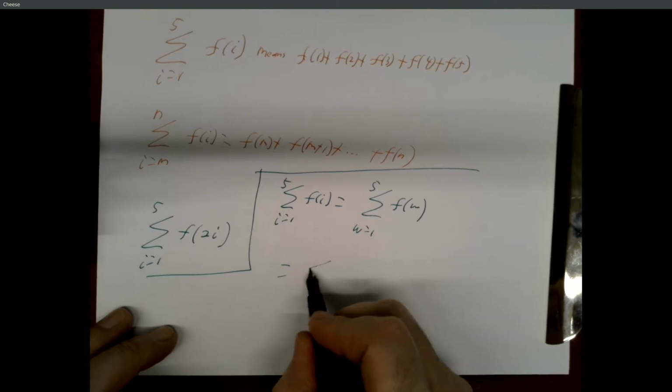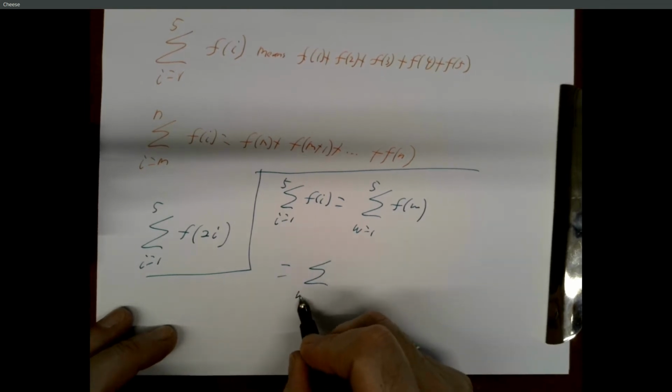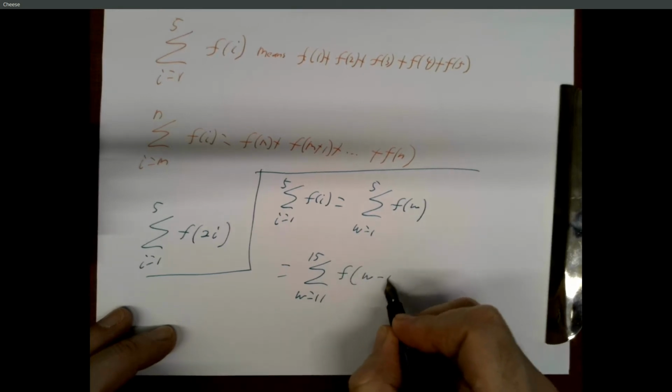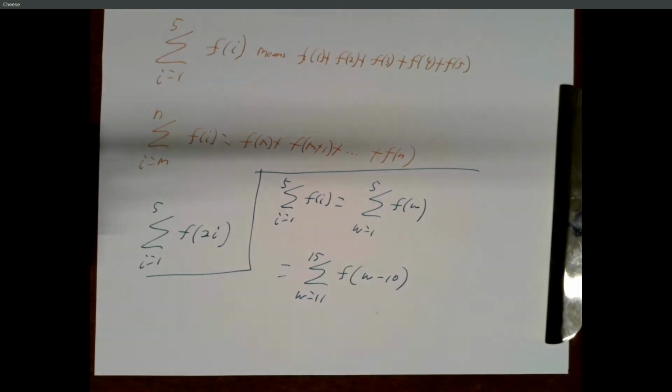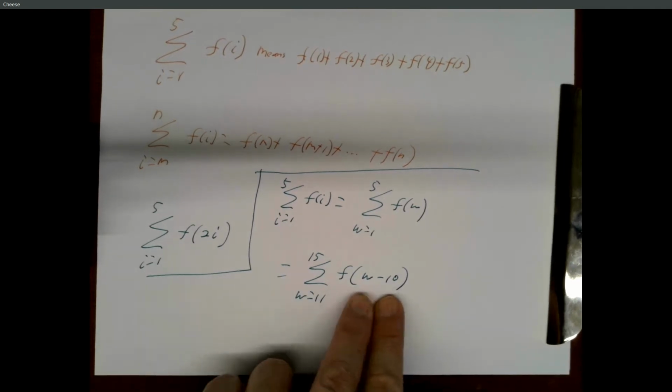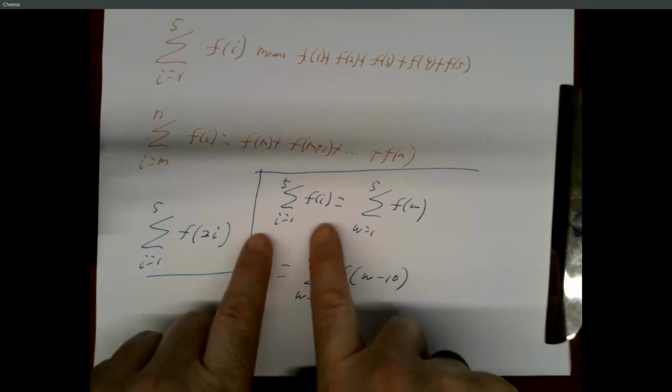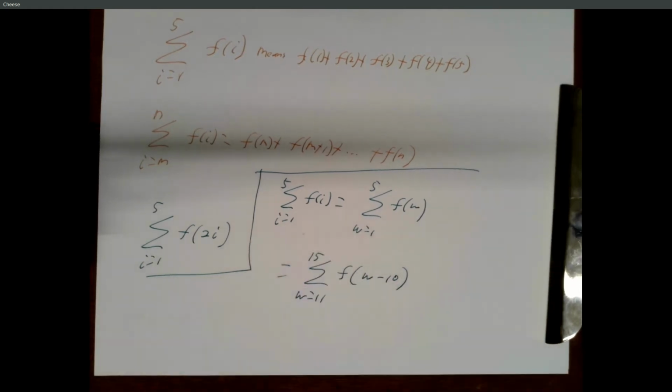This is also the sum from w equals 11 to 15 of f(w minus 10). Right, because when w is 11, we're going to add f(1). When w is 12, we're going to add f(2). When w is 15, we're going to add f(5). It's exactly the same thing as this. So we can change the indices of summation, which is sometimes useful to do.